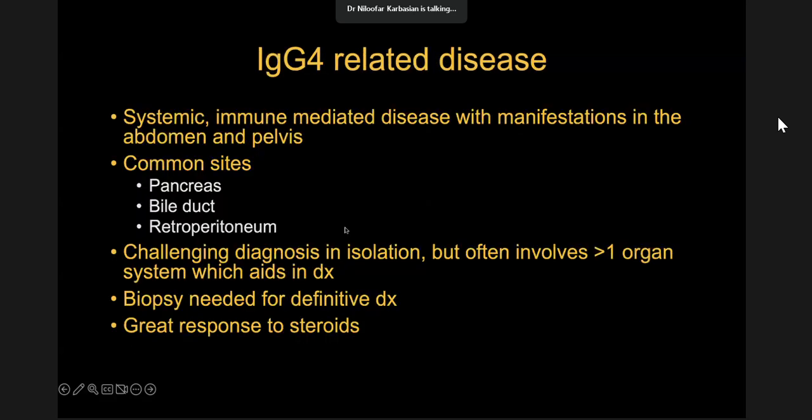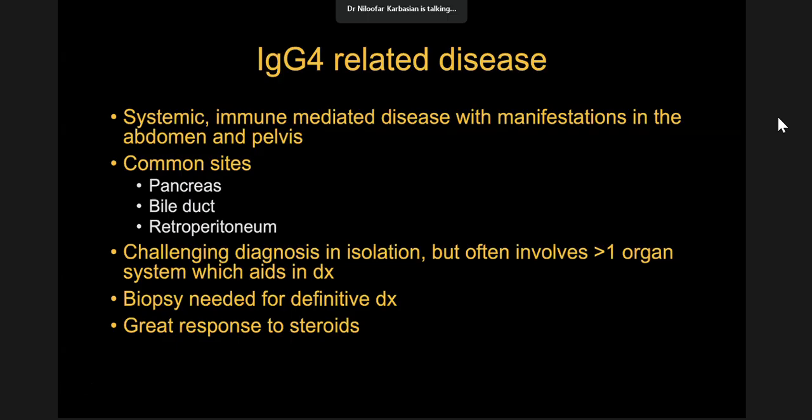And then we're going to have a little bit of a talk about IgG4 related disease, which is also an important differential in this setting. IgG4 related disease is a systemic immune-mediated disease with multiple manifestations in the abdomen. The most common site of involvement in the abdomen is the pancreas, and then the biliary tract and retroperitoneum, although any other organ in the abdomen can technically be involved, and we are going to go over examples. But remember that these are the three most common sites of involvement.